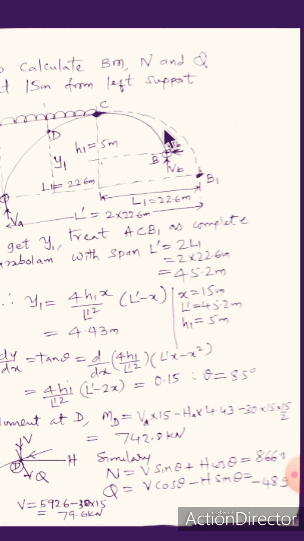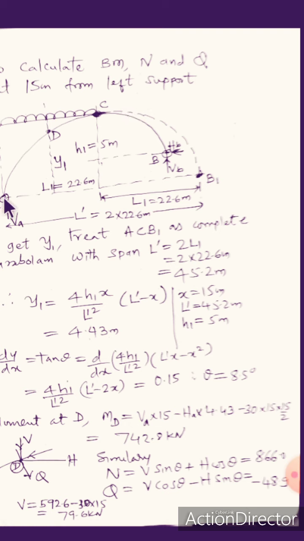Now let us calculate the bending moment, N and Q values at 15 meter from the left support. Now you can see here. Let us see this distance here. You can see here. So this one is to calculate this y1 value. So this is an important calculation. Carefully observe here. In order to find y1, I should complete this part of the parabolic curve like this.